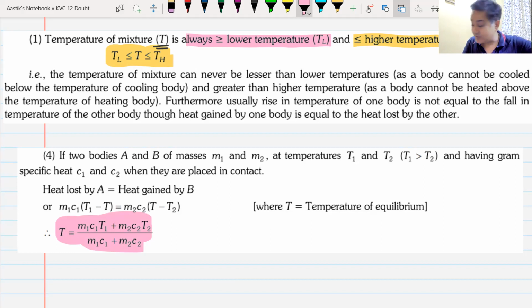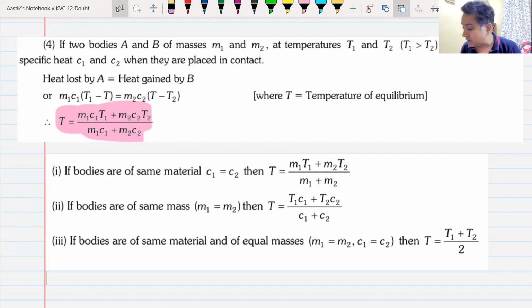Now you can make some special cases, and this is more relevant for NEET students and for JEE Main. You can have special cases where you have bodies of the same material, bodies of the same mass, or bodies of the same material and the same mass. So if you want, you can write these formulas as well. But remember, all these three formulas are derived from the first formula, which is highlighted. I hope you understand this.